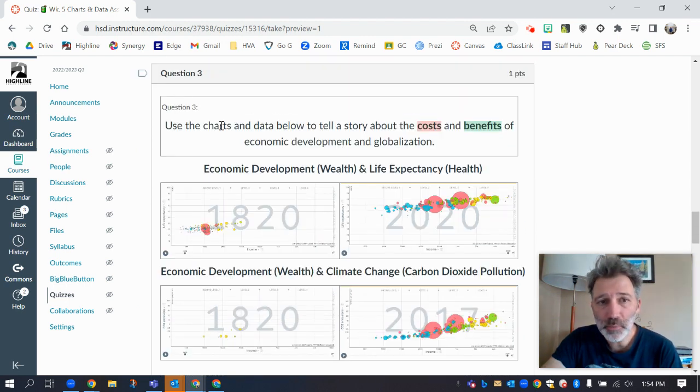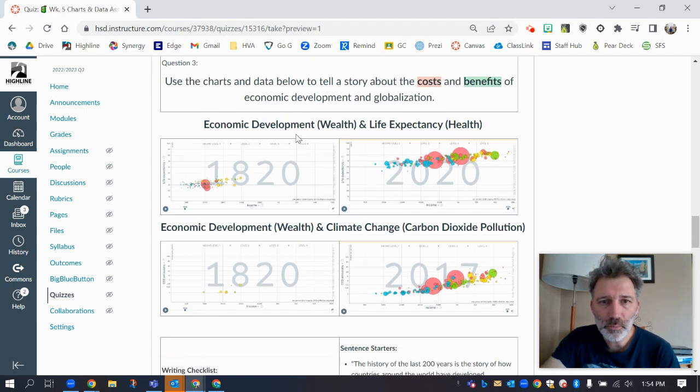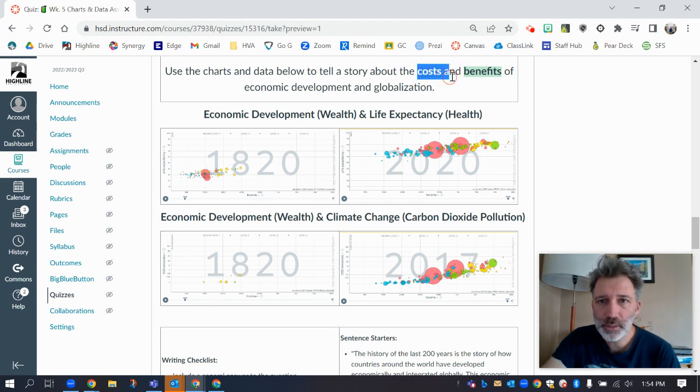For question 3, this is going to be meeting expectations, level 3 on the rubric. Use the charts and data below to tell a story about the costs and the benefits of economic development and globalization. So here is 200 years ago, the wealth or income per person, as well as the life expectancy. And then 200 years later, these are the countries of the world, their income per person on this axis, and their life expectancy or their health on that axis.